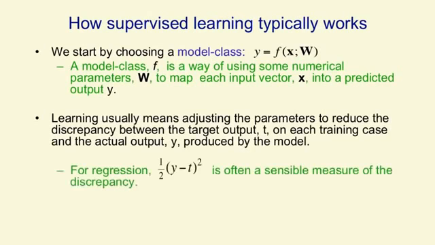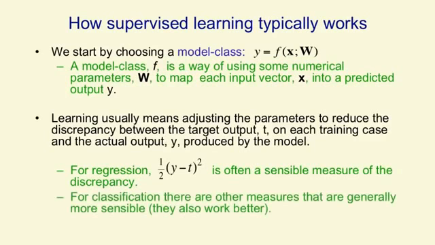And an obvious measure of that discrepancy, if we're using real values as outputs, is the squared difference between the output from our system, y, and the correct output, t, and we put in that half so it cancels the 2 when we differentiate. For classification, you could use that measure, but there's other more sensible measures which we'll come to later, and these more sensible measures typically work better as well.